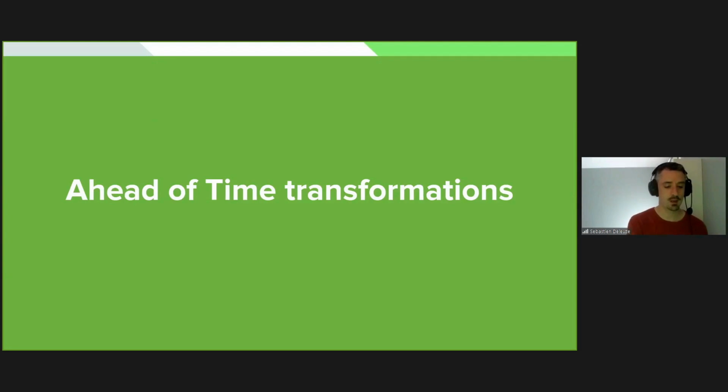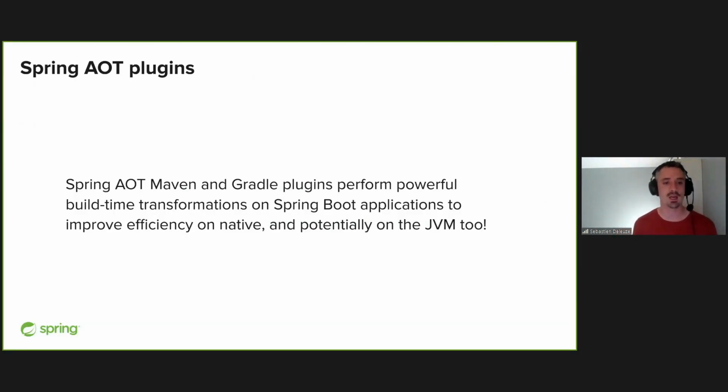Now, let's talk about ahead-of-time transformation. And I think this is the most important topic we are going to talk about today. Spring AOT and Maven Gradle plugins perform powerful build-time transformation on Spring Boot applications to improve the efficiency on native and potentially on the JVM too. That's very important because we started this Spring Native journey by adding hints in order to allow Spring Boot applications to run, in order to specify the reflection, the proxies, etc.